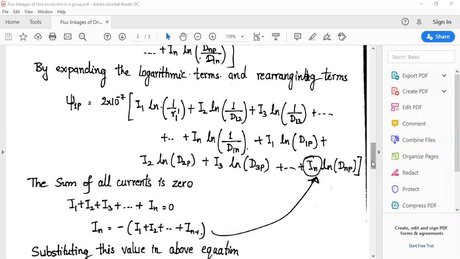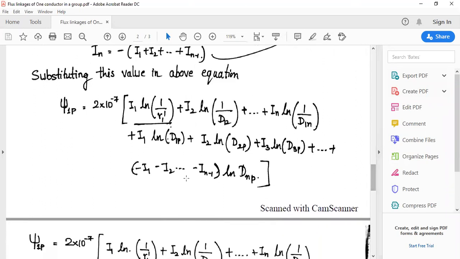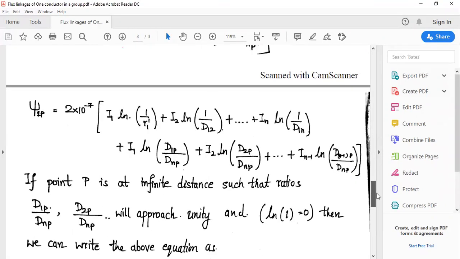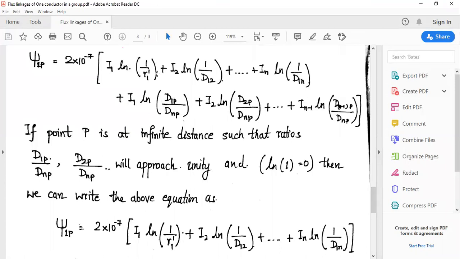Next, after substituting the values, I can expand the values and write it. After expanding, I can write I1, I2 and up to IN, just expand it and substitute. This is the substitution I have made here. So minus I1 into ln of D1P, and I can express it in terms of DNP. Why I'm expressing this in terms of DNP, I'll be telling you now. After expressing, I'll be getting it in this format. So this is one set of equations, and this is the other set of equations that is present there.